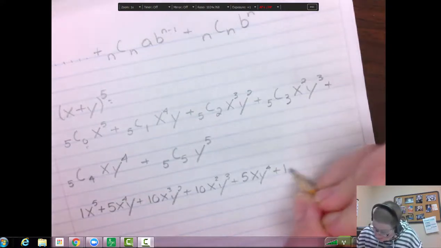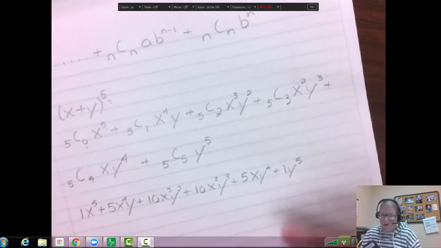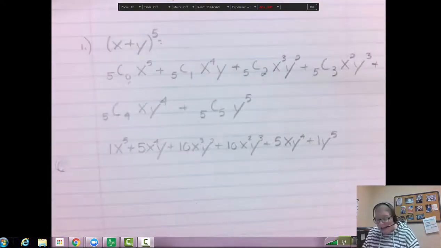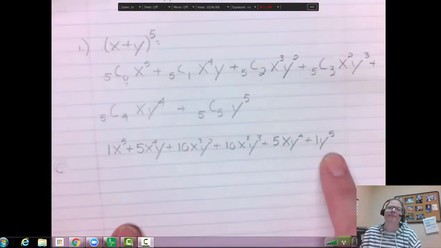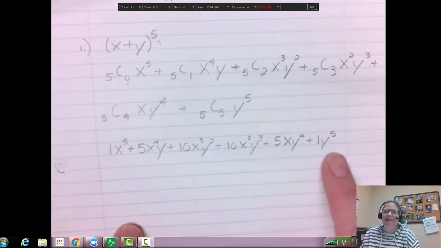So I'd have 1 y to the fifth, or just 1, or just y to the fifth. Whew! And that's your answer that you would type in. That is simplified as low as we can get it.